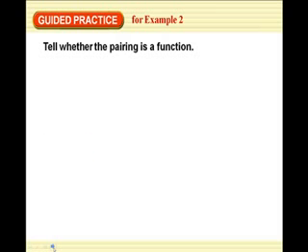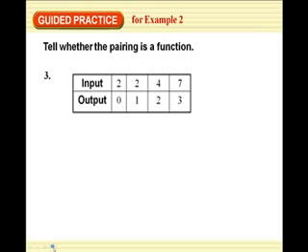So the next one, tell whether this is a function. Okay, we put in a 2 and we get out a 0. We put in a 2 and we get out a 1. Put in a 4, get out a 2, a 7. Now these are fine, but over here's our problem.